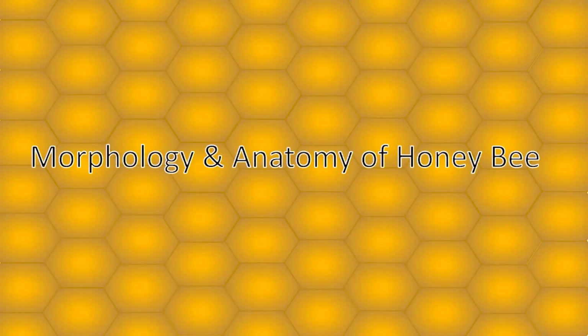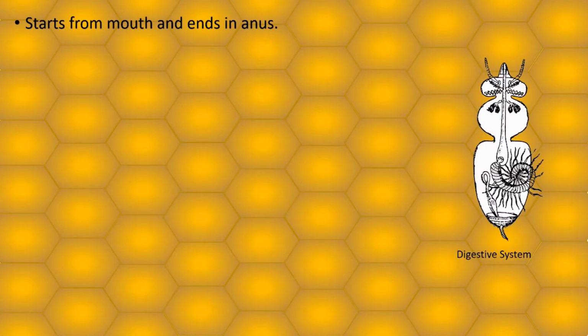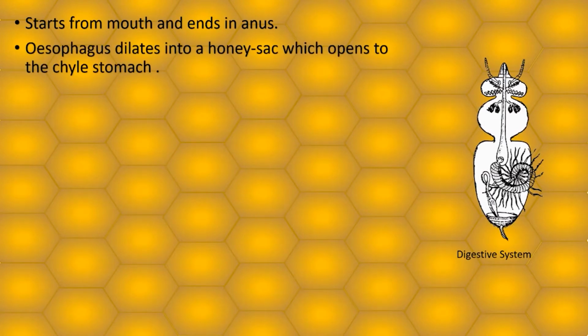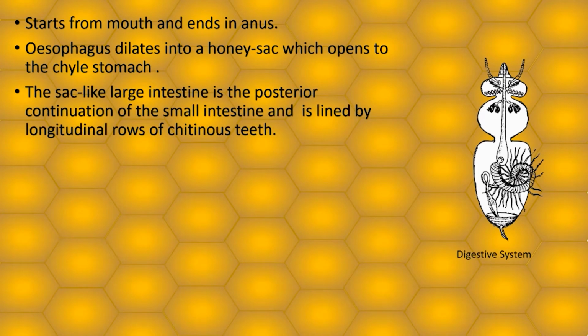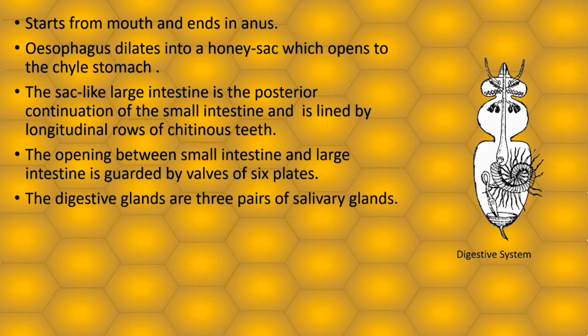Now let's discuss the anatomy and morphology of the honeybee. Let's start with the digestive system. The digestive system starts from the mouth and ends in the anus. The esophagus dilates into the honey sac, which opens into the chyle stomach. The sac, like the large intestine, is the posterior continuation of the small intestine, and it is lined by longitudinal rows of chitinous teeth. The opening between the small intestine and large intestine is guarded by the walls of 6 plates. The digestive glands are 3 pairs of salivary glands.